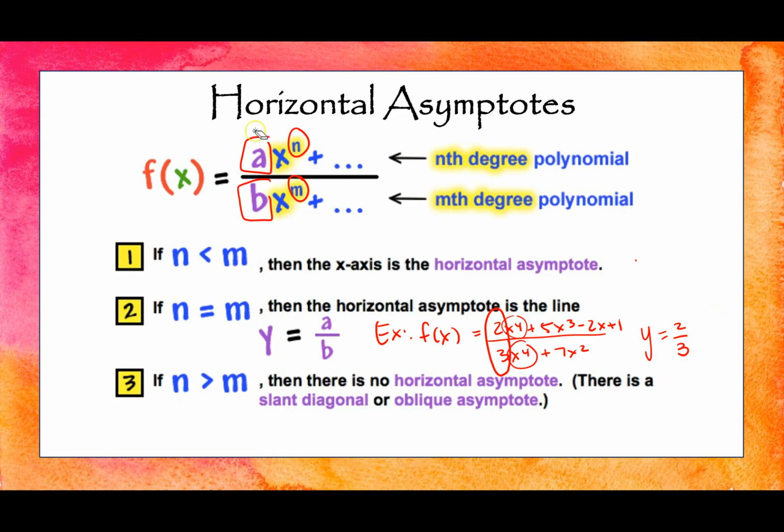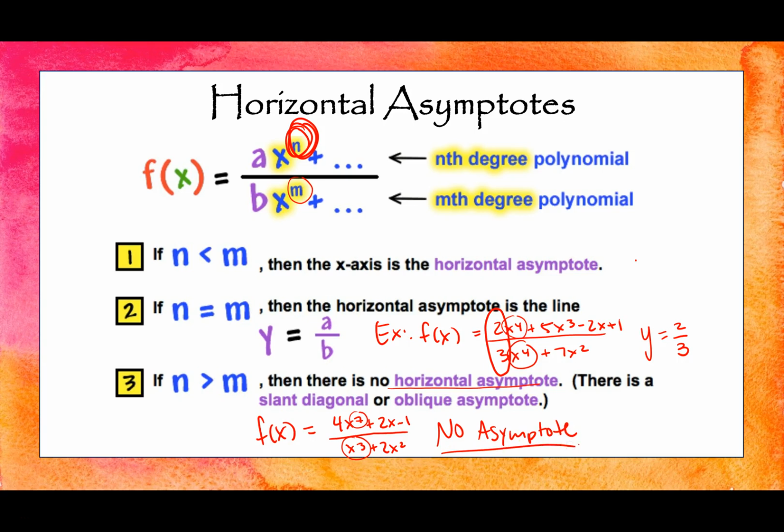Now, if you have a case where your numerator exponent is bigger than your denominator, then there would be no horizontal asymptote. There would be an oblique or slant diagonal asymptote, but we're not doing that in this class. So here's an example. If I had something like 4x to the 7th plus 2x minus 1 all over x cubed plus 2x squared. Notice that this 7 is bigger than this 3, and so we would basically have no asymptote. We're going to say that in this class, no asymptote, even though there might possibly be a slant or oblique asymptote.